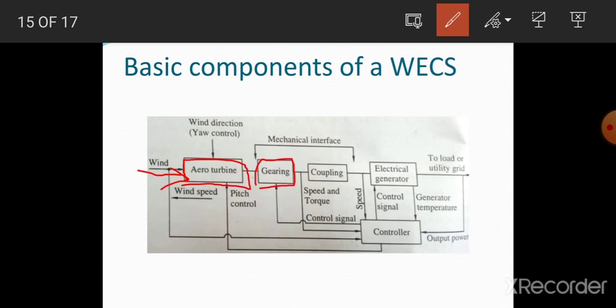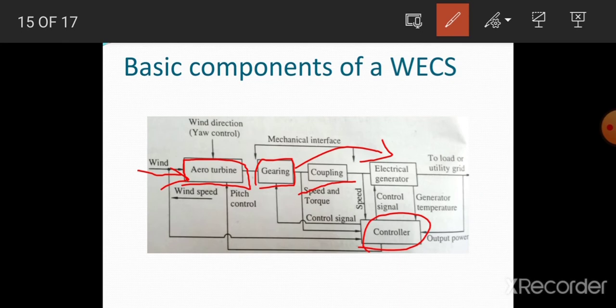So these gears are used to increase the speed with the help of a fixed or variable gear ratio. This fixed and variable gear ratio suits the electrical generator, and fine tuning of speed is incorporated with the control. So the tuning is done with the help of control, therefore a controller is used. So there is a coupling between the gearing and the electrical generator.